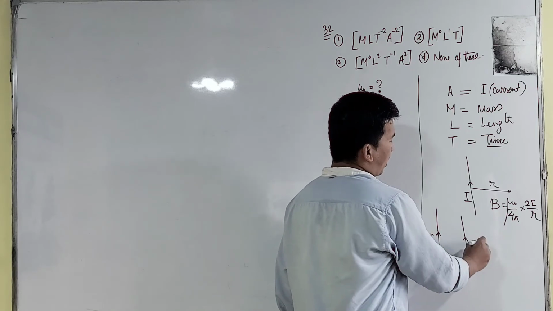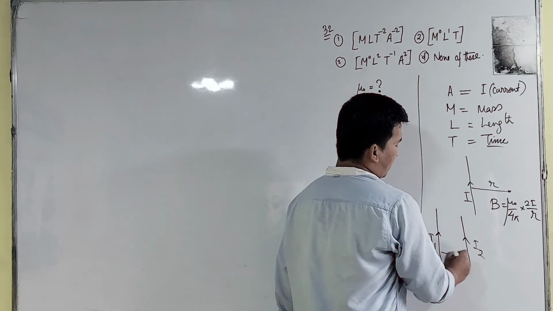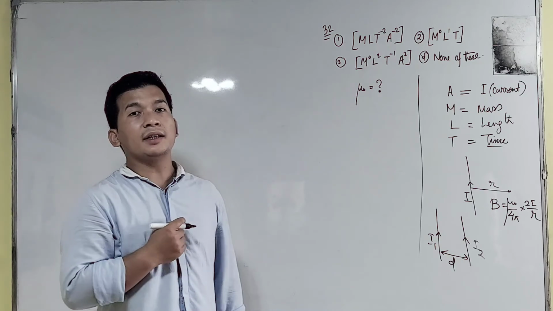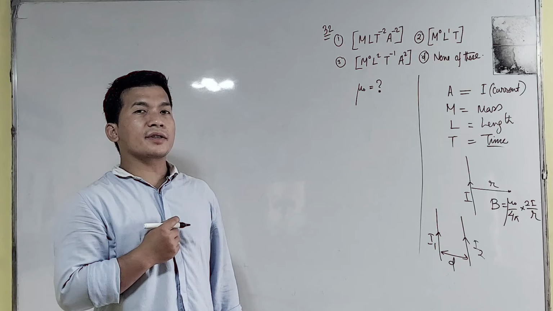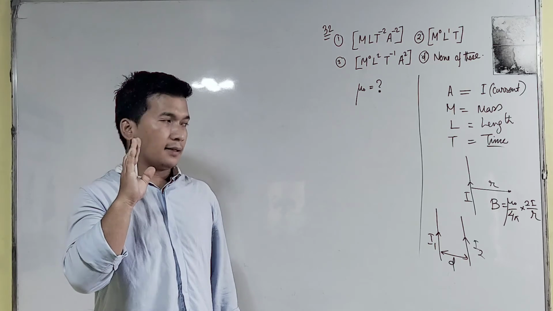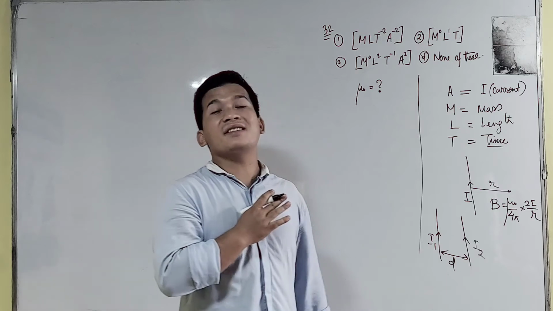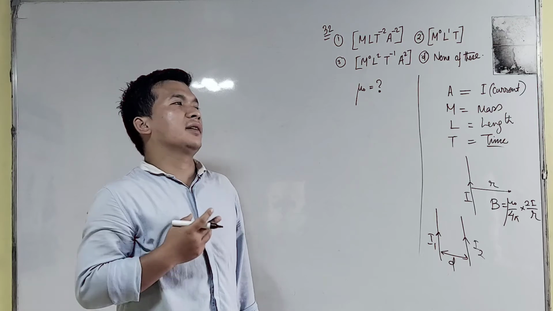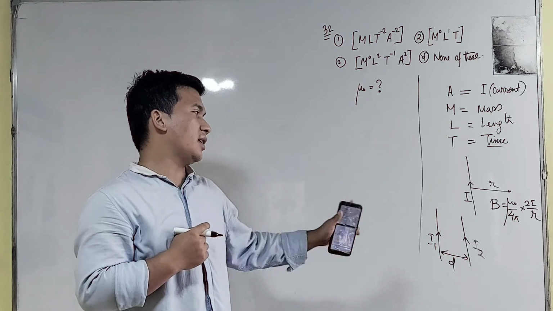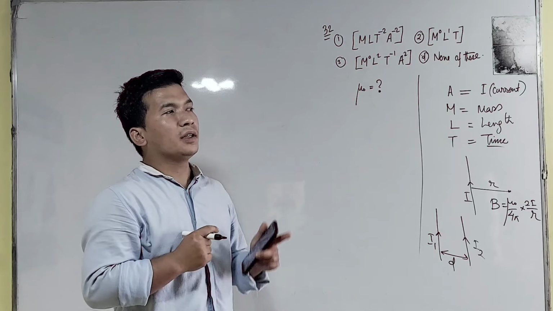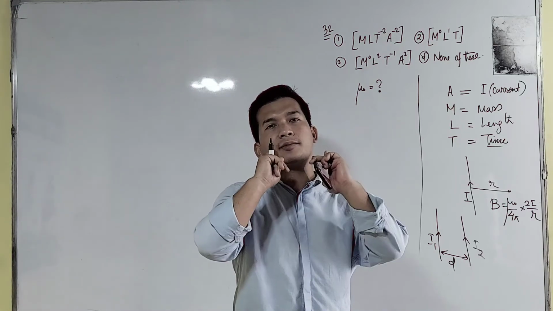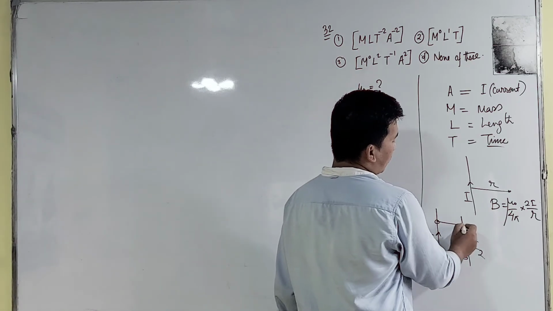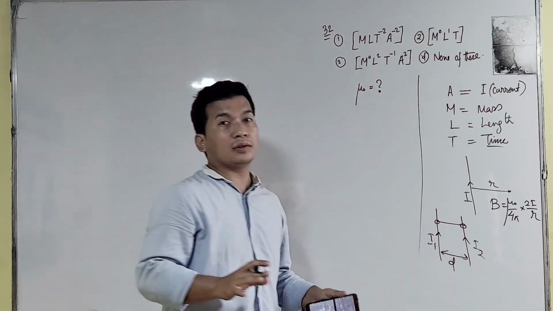Current I1 and current I2, separated by distance d. If two wires carry current in the same direction, then there will be a force of attraction between them. Recently we have done this topic. We put some separation between the parallel wires.